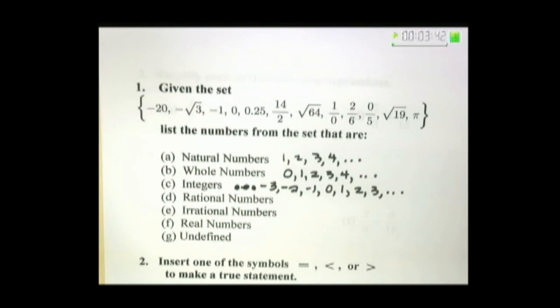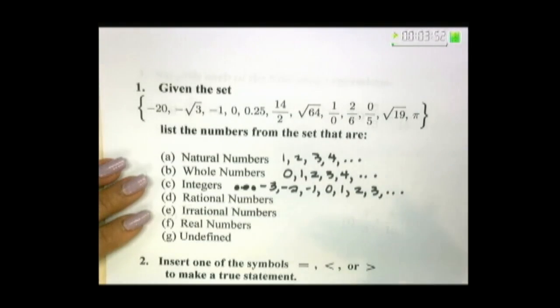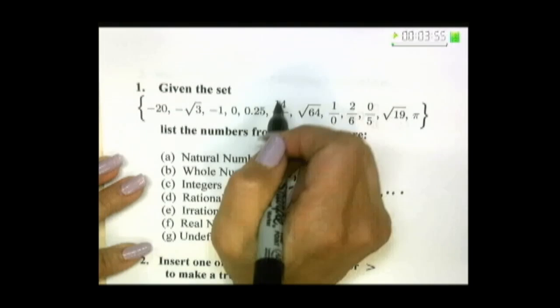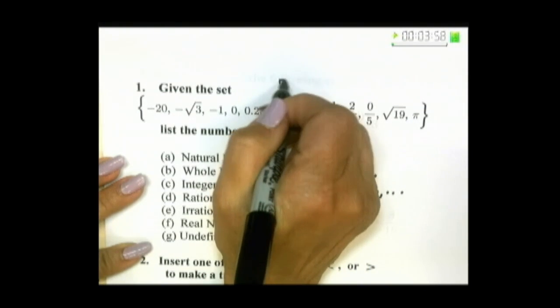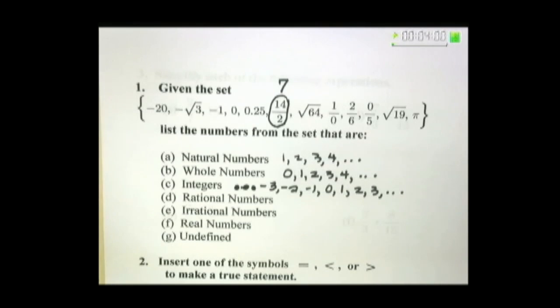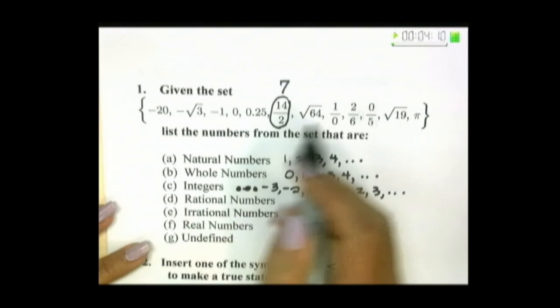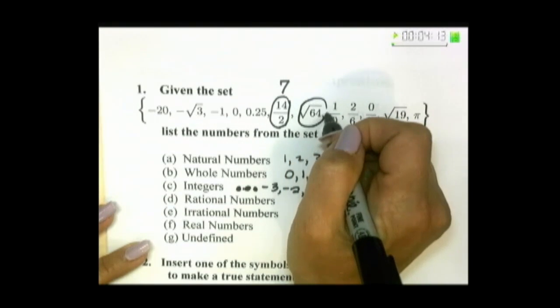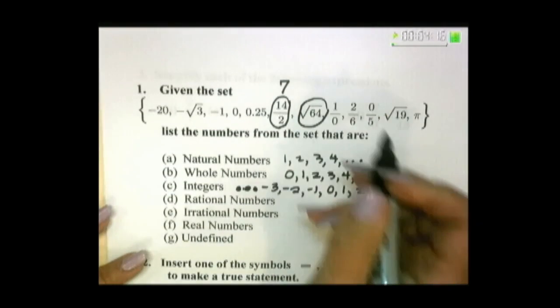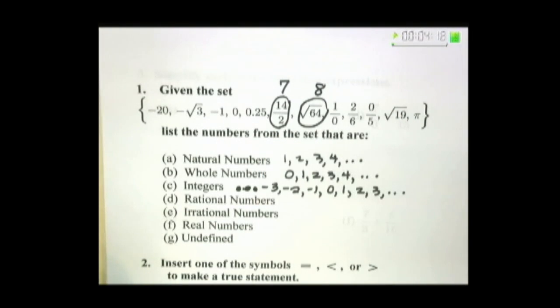Okay, and let's look first through our list of numbers and find the numbers that are in the set of natural numbers. So 14 over 2 we can simplify to be 7. So clearly that is an element of the natural numbers and an element of the whole numbers and an element of the integers. But natural numbers, that's going to be the first natural number in the set that we see. We can also simplify the square root of 64 and call that 8. So that is also a natural number.